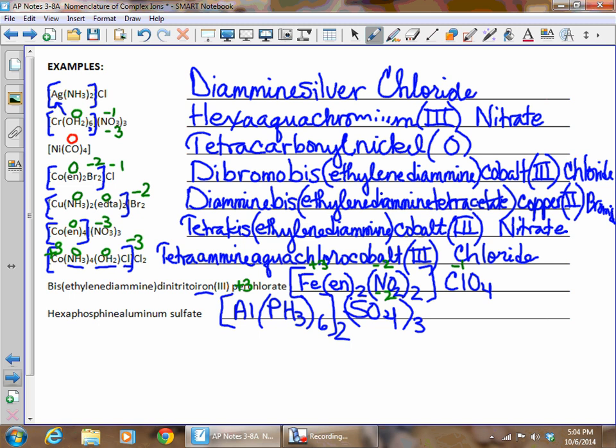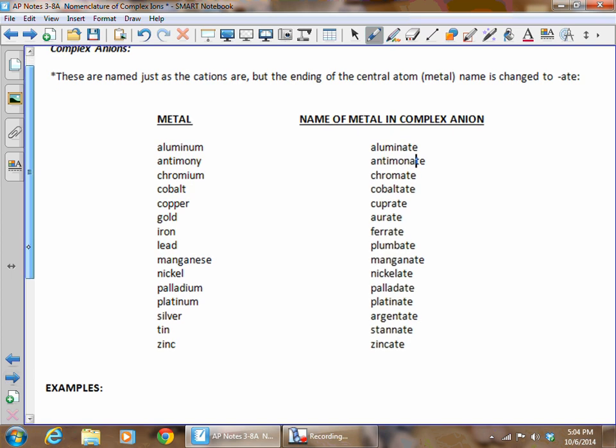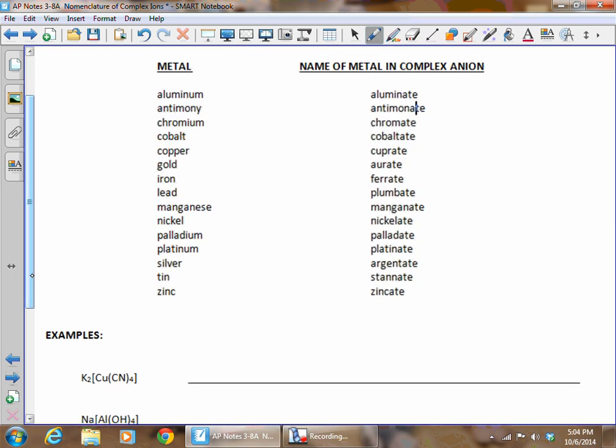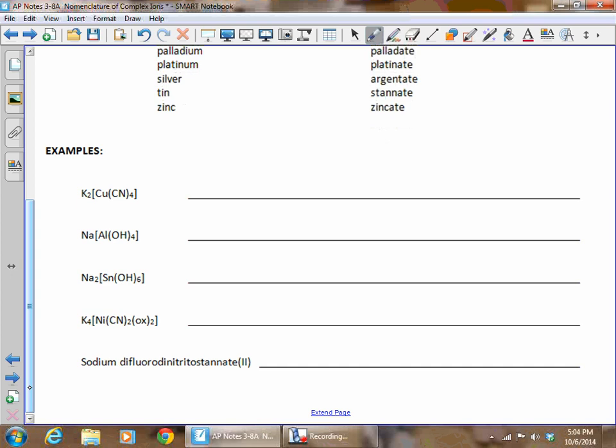So what about the anions? The anions are when the coordination sphere is at the end, and the only difference is how you name the metal. Instead of just naming the metal with its normal name, you have to end in ate. So you have things like aluminate, antimonate, chromate, cobaltate, cuprate, aurate, ferrate, etc. You just end those with their Latin names generally and end with ate. So how does that play out here?